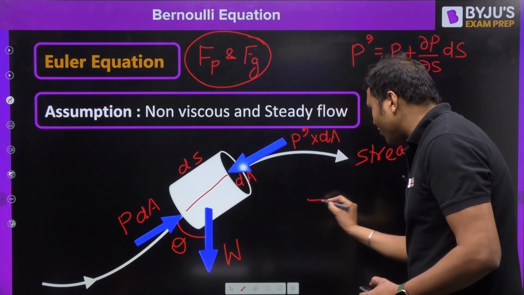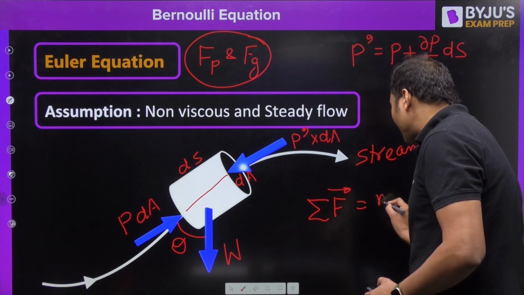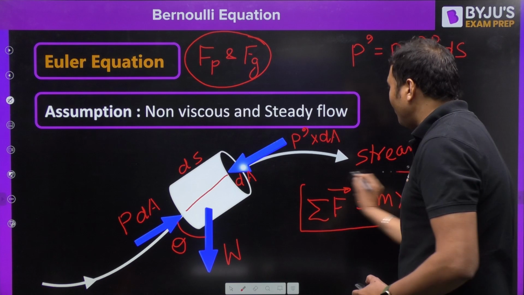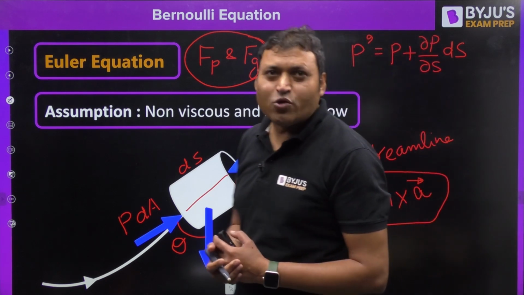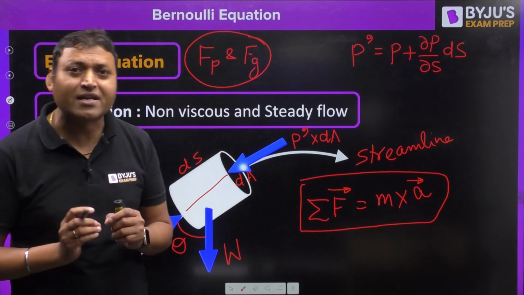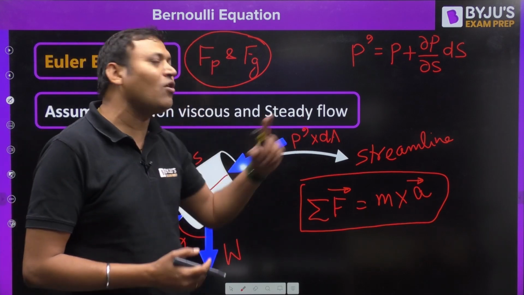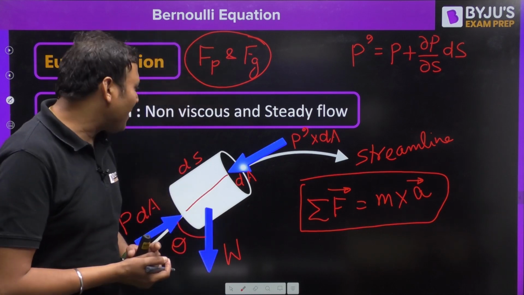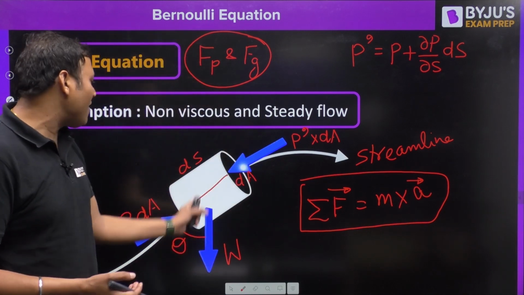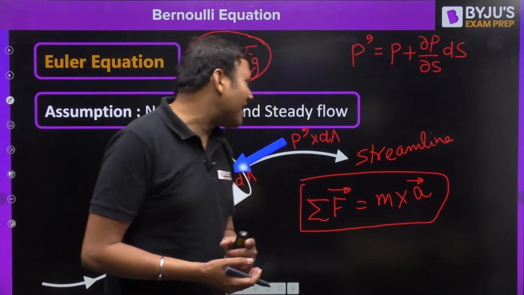According to Newton's second law, the net force exerted on the fluid element is equal to the mass of the fluid element times acceleration. As Newton's second law is a vector equation, we need to specify the direction for applying it, and the direction specified is tangential, the flow direction, or along the streamline. If we apply this along the streamline, the weight will also have a component in the direction of the flow, and the right hand side will be mass times acceleration.